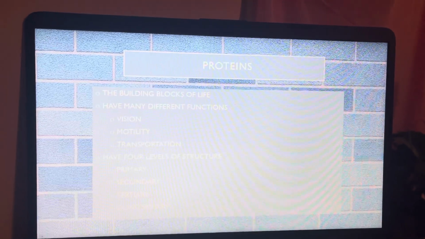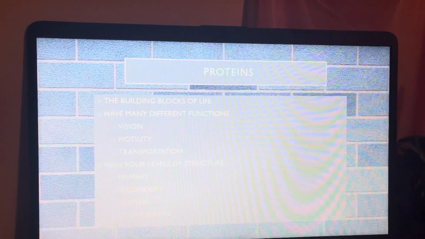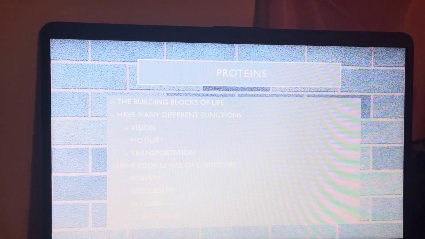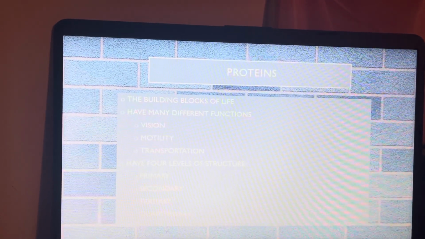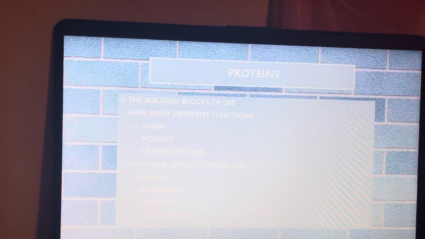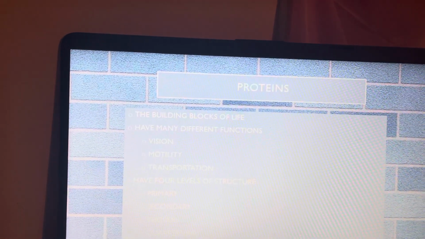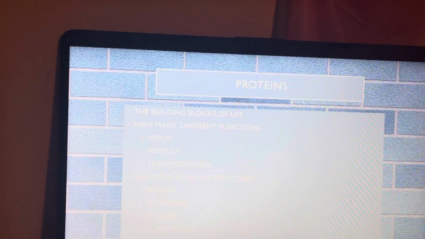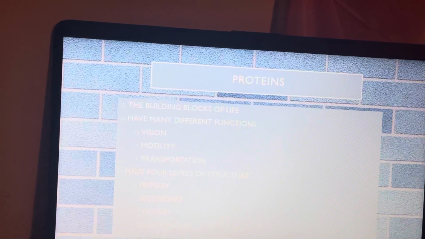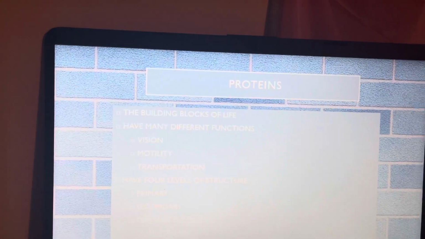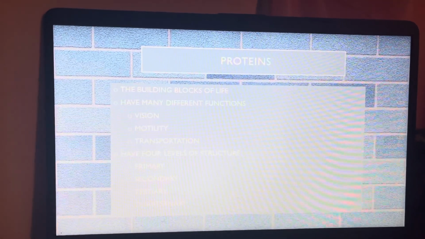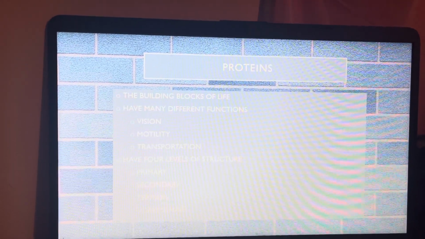Primary structure is the amino acid sequence determined by the DNA of the protein. The secondary structure is based on the primary structure and is the repeated foldings of the polypeptide chain, which is the amino acid sequence, into either beta sheets or alpha helices.